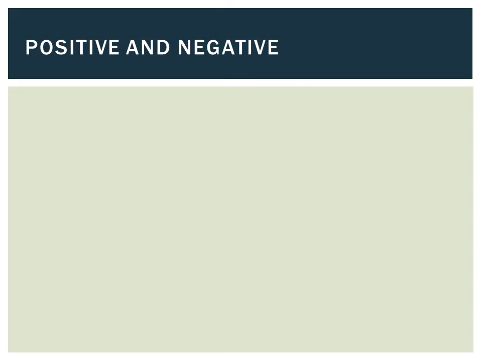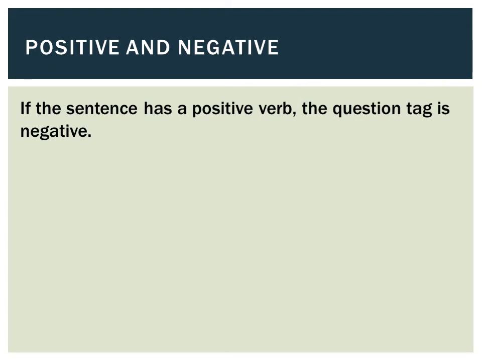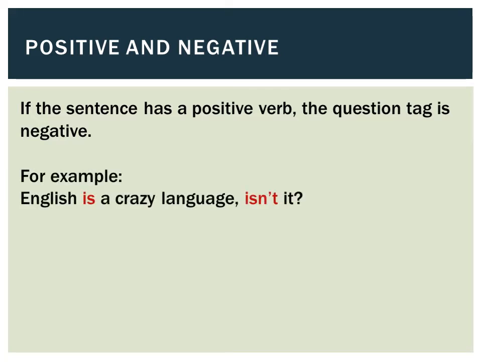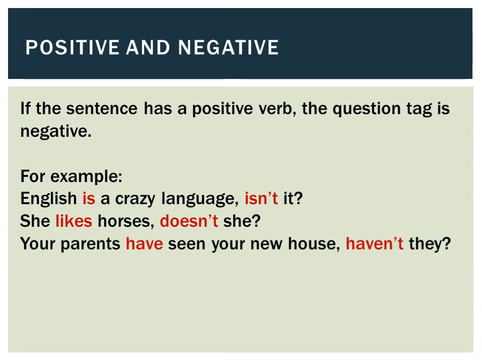Now some rules about positives and negatives. If the sentence has a positive verb, the question tag is negative. For example, English is a crazy language, isn't it? She likes horses, doesn't she? Your parents have seen your new house, haven't they? They can sing beautifully, can't they?